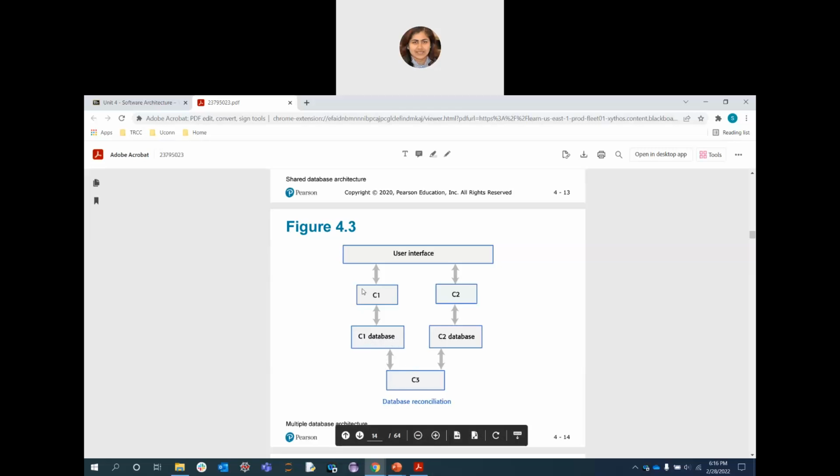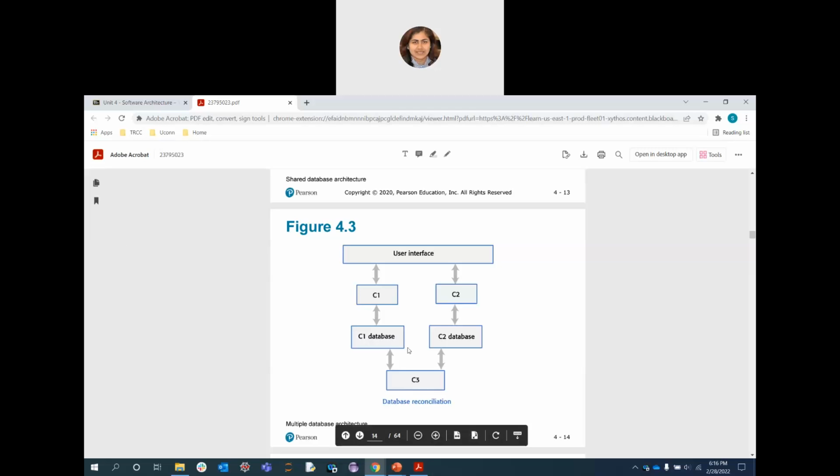So here, if one component needs to change the database organization, this will not affect the other component. If C1 needs to change the database organization of its own, it will just go into the C1 database and change it there. It doesn't have to do anything with C2. So here C2 totally remains untouched. So it's more feasible to have this type of architecture.